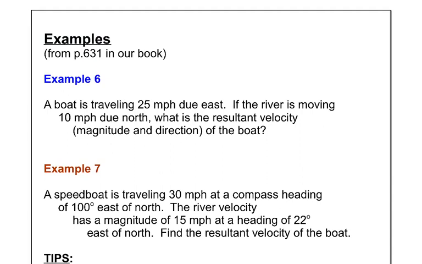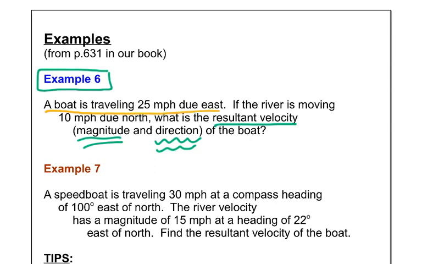So let's look at example 6. Here's what's going on. You have a boat that's traveling 25 miles per hour due east. If the river is moving 10 miles per hour due north, what is the resultant velocity? Which means I'm going to be adding the two vectors. And when I want the result, I want two different things: both the magnitude, how long it is, and the direction, which way the boat is facing. So we're going to read it again, and every movement gets a vector. The first thing that has a movement is the boat. The boat is traveling 25 miles per hour due east.